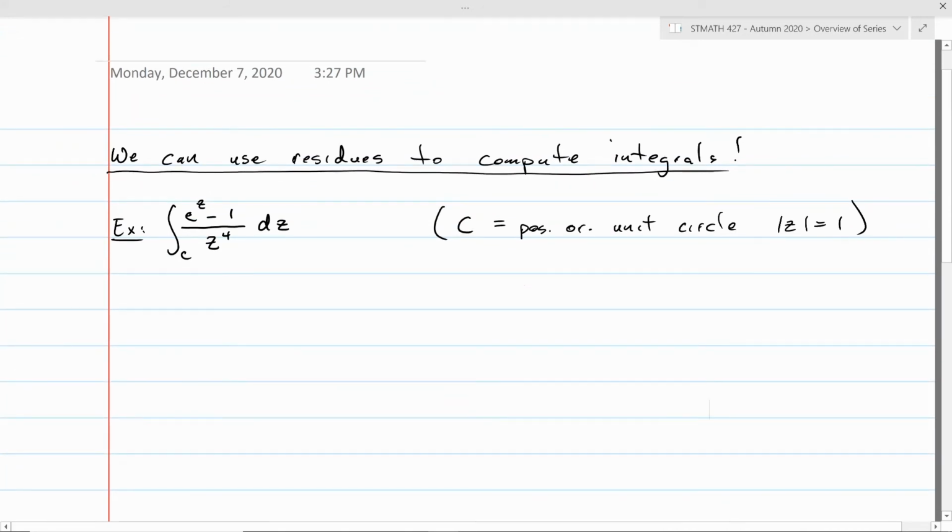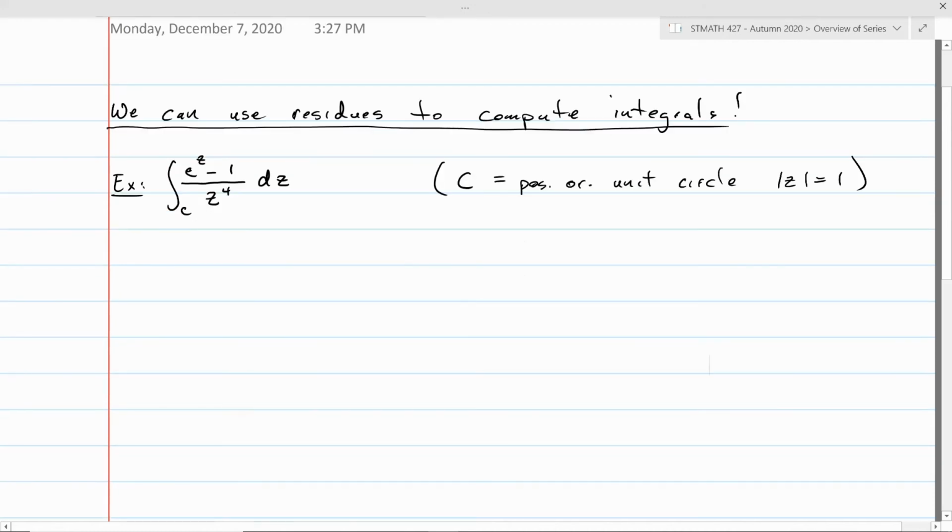So let's seize upon this idea of using residues to compute integrals to do the following integral. We're going to integrate e to the z minus 1 over z to the 4th round c, where c is just the unit circle, positively oriented. Let's look at e to the z minus 1 over z to the 4th, and let's find a Laurent expansion for it and make note of for what values of z this would be true.